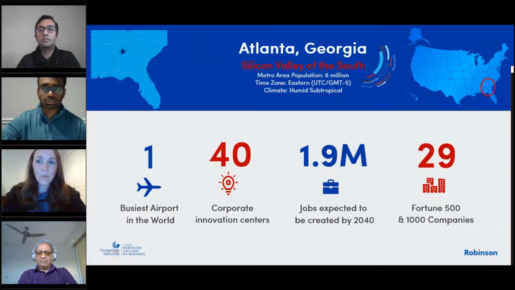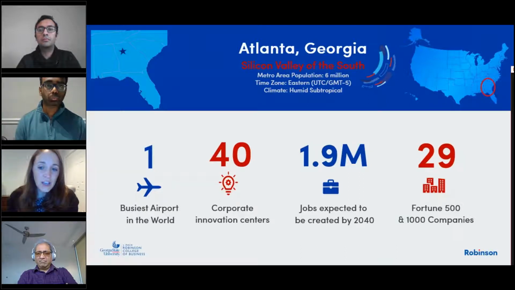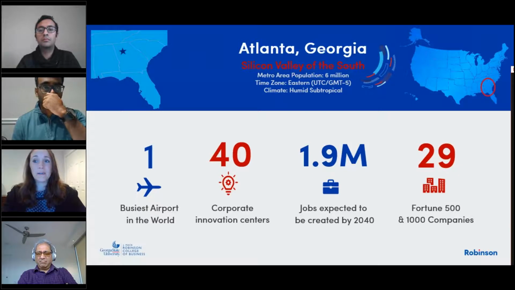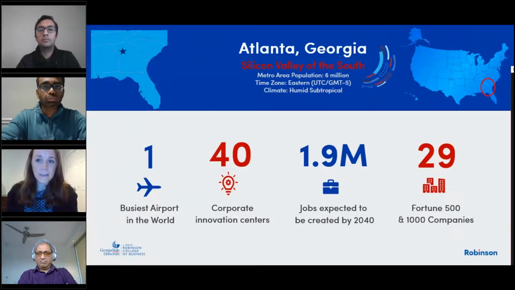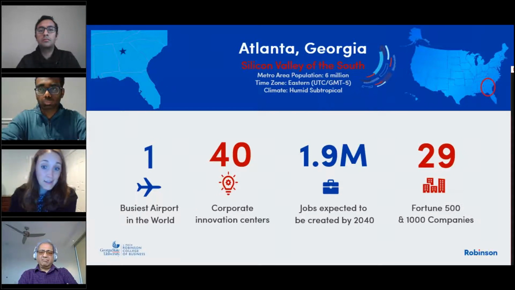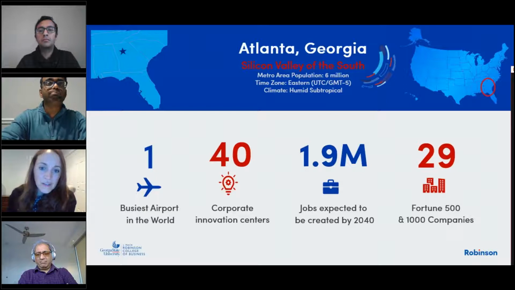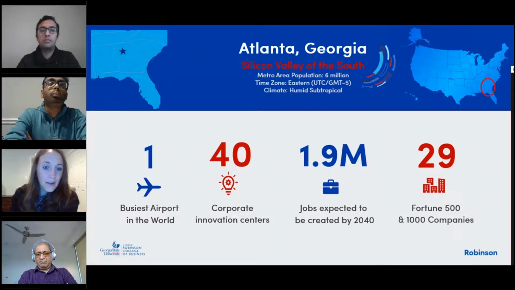Also, when it comes to opportunities and learning from organizations, you can see here we've got 29 Fortune 500 and Fortune 1000 companies. Some of those include Delta Airlines, Coca-Cola, Cox Enterprises, Home Depot, Newell Brands, WestRock, Intercontinental Hotels, Equifax. You may have heard of a few. And then there's a lot of job growth opportunities happening here. We're surrounded by some of those same companies I mentioned with corporate innovation centers. So there's a lot of activity and opportunity here in the Atlanta area.